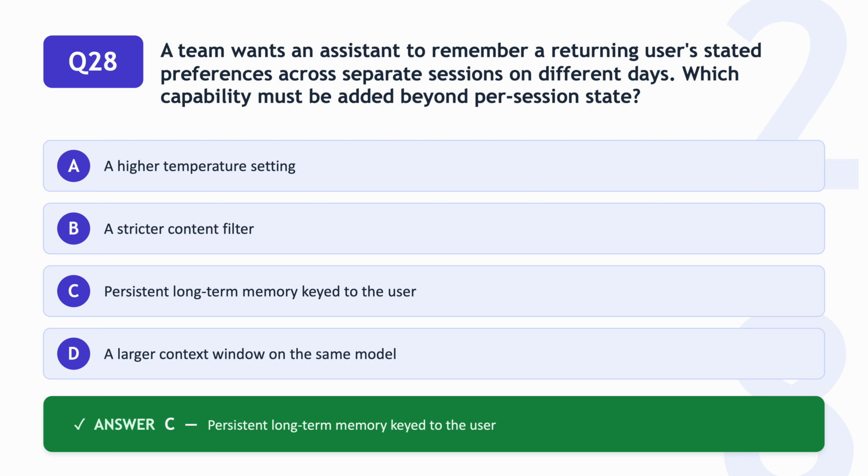To accomplish this, the assistant needs persistent long-term memory associated with the user, allowing it to store and retrieve preferences such as preferred language, favorite products, communication style, user settings, personal preferences. Microsoft Foundry memory is designed to provide continuity across sessions and retain user preferences over time.